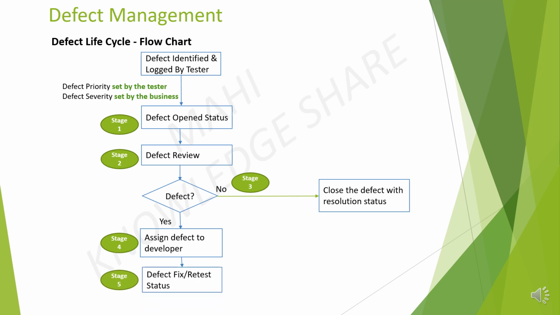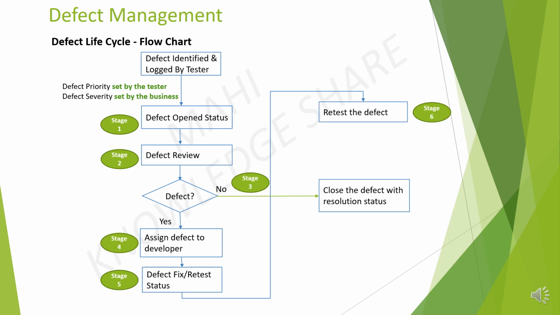Once the developer fixes the defect, then change the status to retest or defect fixed. Then the tester will retest the defect. If it is as per the expected result, then close the defect. If it is not fixed, then the defect will be reopened.